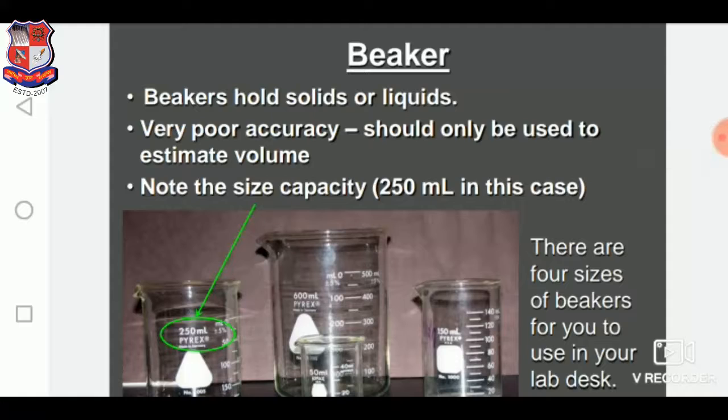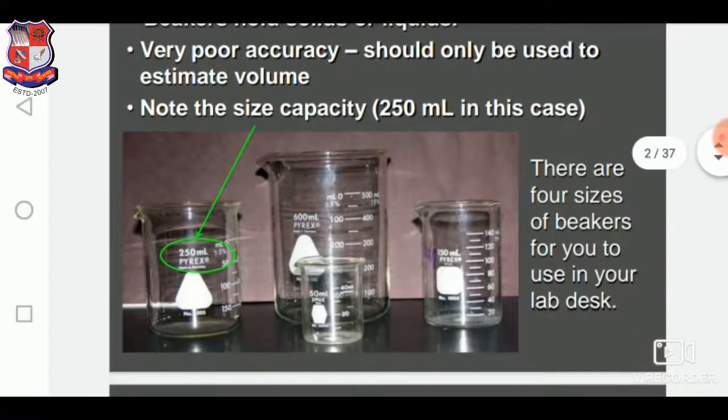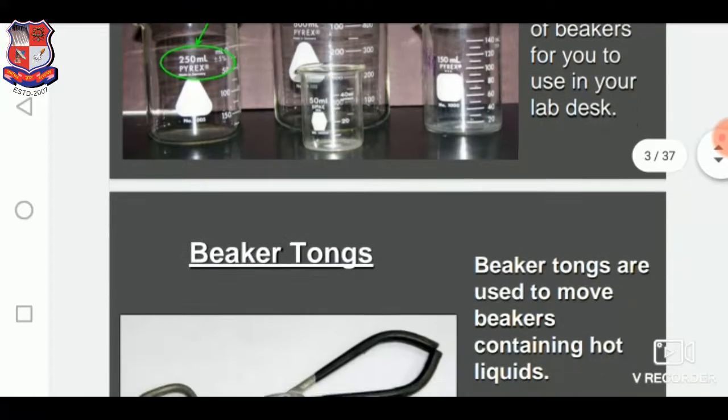So beakers hold solids or liquids. They have very poor accuracy and should only be used to estimate volume, not to measure capacity precisely. The sizes are 250 ml, 600 ml, 150 ml, and 50 ml.